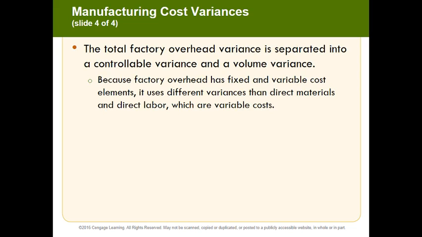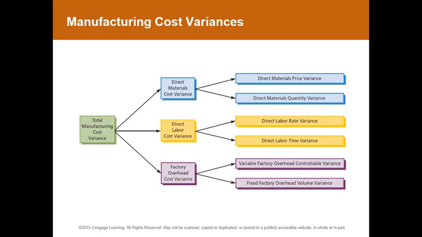Our total overhead variance is separated into what we call our controllable variance and a volume variance. That's because factory overhead has both fixed and variable cost elements, and it uses different variances than the direct materials and the direct labor, which are solely variable costs. Here's a quick snapshot for you on the manufacturing cost variances.